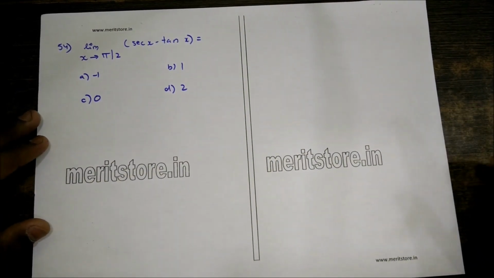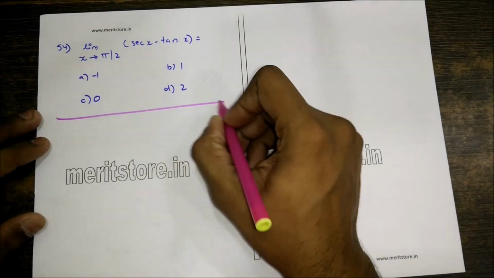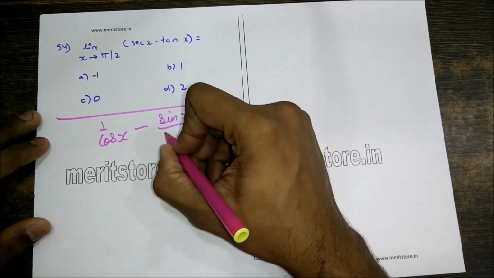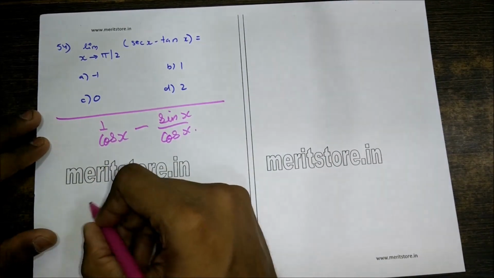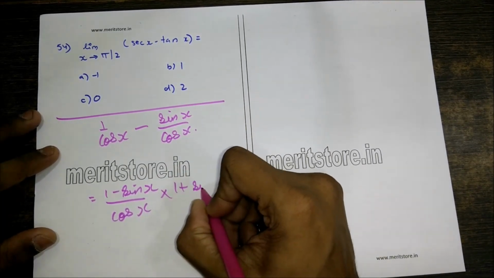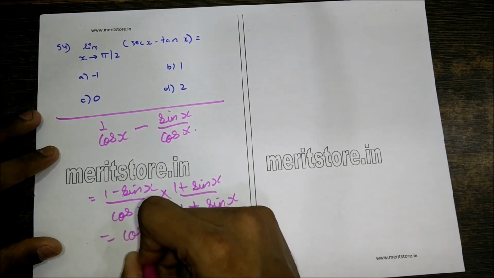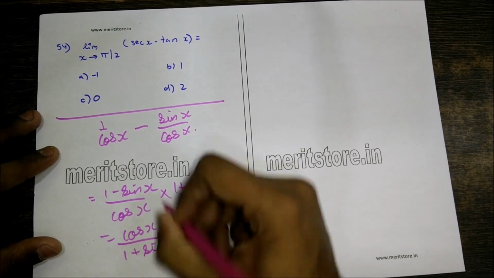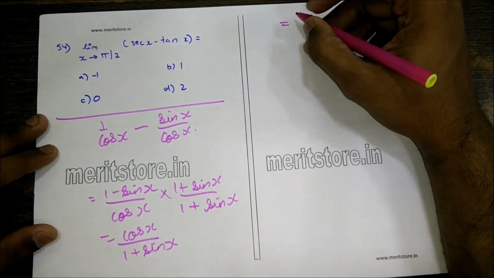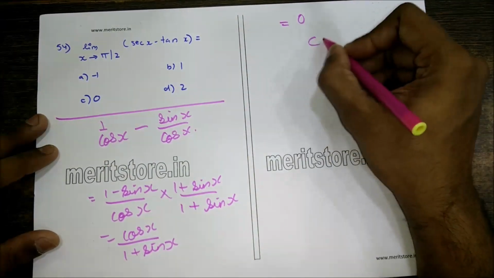Limit of x tends to pi by 2, sec x minus tan x equals: a, minus 1; b, 1; c, 0; or d, 2. So sec x minus tan x can be written as 1 by cos x minus sin x by cos x. Now we could write these terms as (1 minus sin x) upon cos x into (1 plus sin x) upon (1 plus sin x). That gives us cos x upon (1 plus sin x). On applying the limit of x tends to pi by 2, we replace the value of x as pi by 2, and solve using the value of cos pi by 2, which is 0. We get option C as the answer.